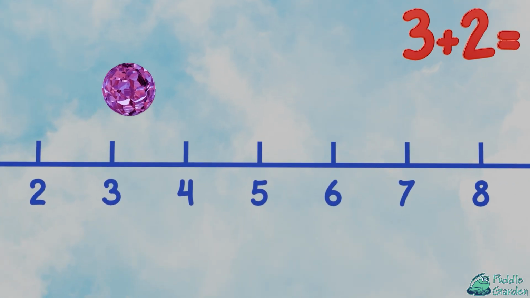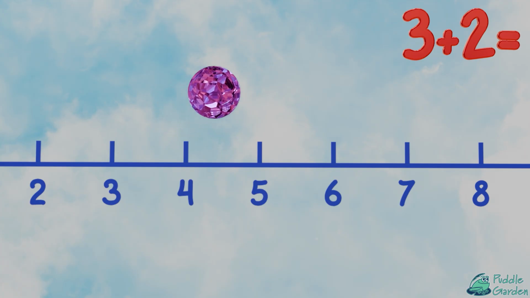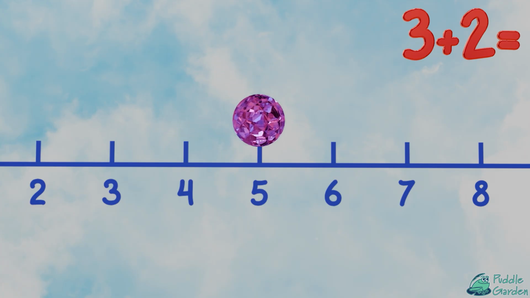3 plus 2. We're starting at 3, jumping forward 2. We land on what number? 5. 3 plus 2 equals 5.